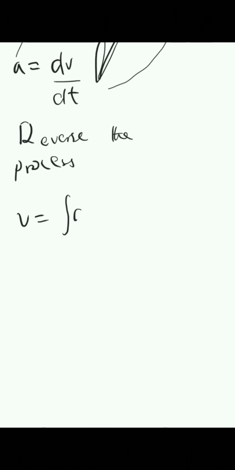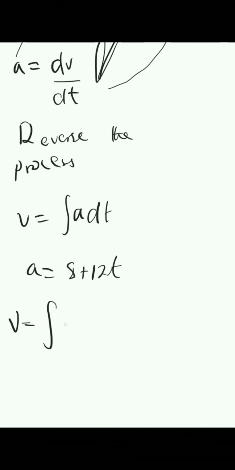So we find velocity by integrating acceleration, sorry. We're going to reverse the process by moving from acceleration to velocity. Now acceleration in this case is given as 8 plus 12t. So to obtain this, we're going to integrate our function with respect to time.